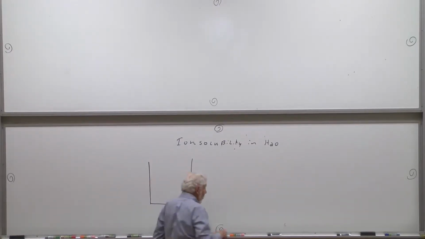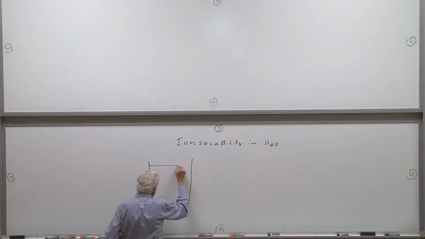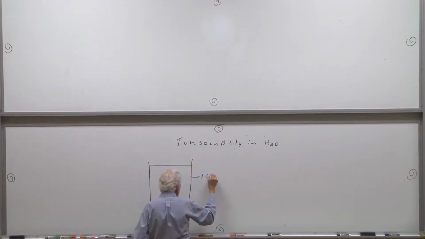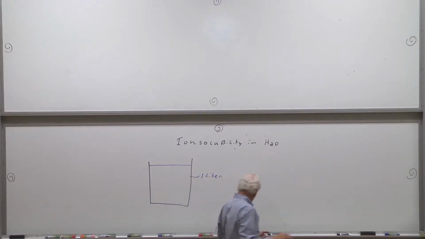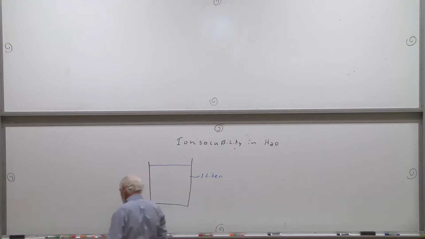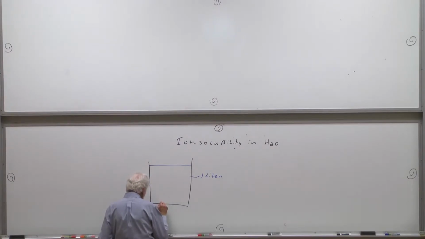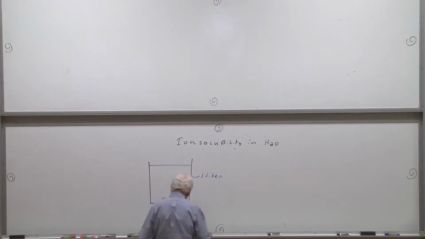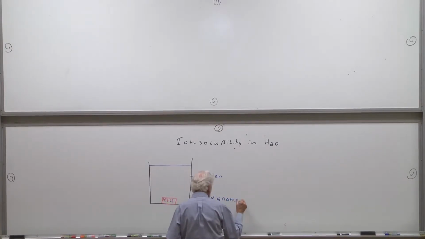So what I want to think about here is to take a beaker of water, which is 1 liter, and at the bottom of this beaker of water is a crystal of sodium chloride. Now, we're going to put some numbers to this. We're going to say this is 5.84 grams in 1 liter.